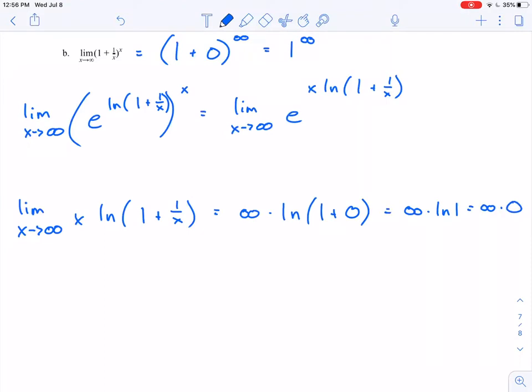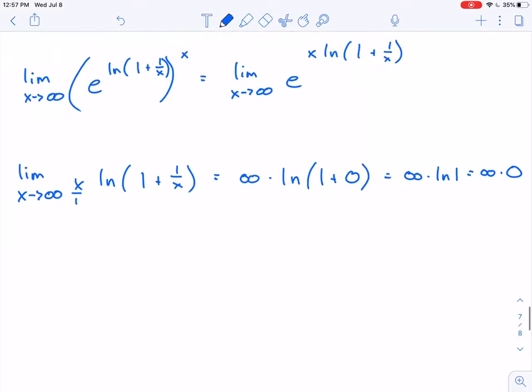Infinity times 0 is an indeterminate form, but it's still not an indeterminate form that I can use L'Hopital's rule with. So I need to use the same exact trick I used in the last example. I'm going to divide this natural log of 1 plus 1 over x by the reciprocal of x. If you need to, write that out. This is x over 1.